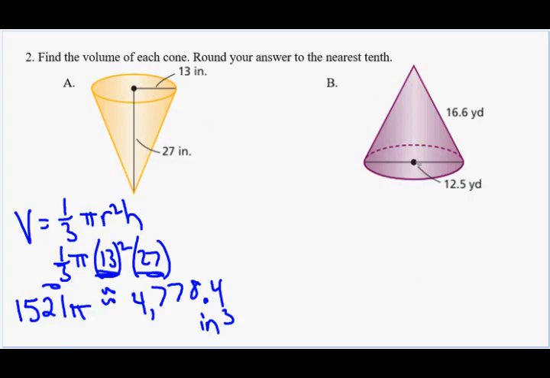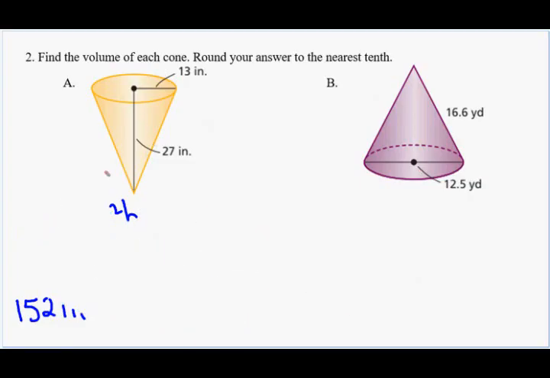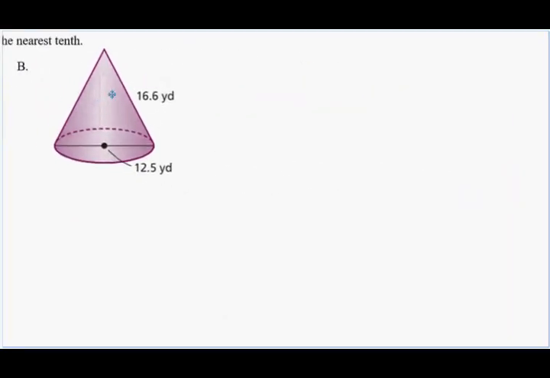All right, now the next one looks like it's going to be just as simple as the first, but there is a little twist in this part B. The 16.6 given in the picture is the slant on the edge of this cone. So what we need is this height inside.